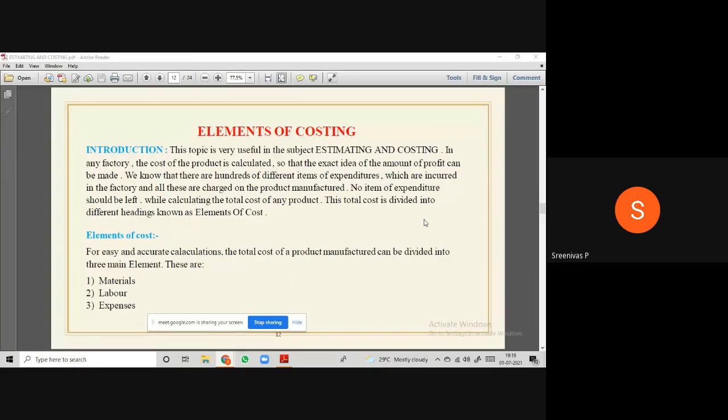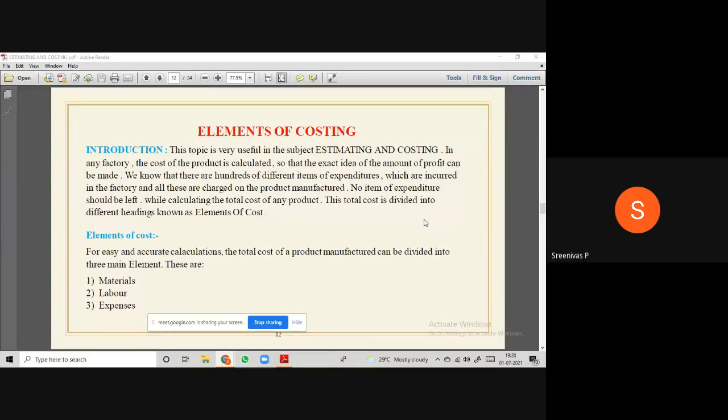The next one is how to estimate this costing. For this purpose, what are the elements of costing that are involved? Generally there are three elements: direct material cost, direct labor cost, and direct expenses cost. All these are divided into three categories.